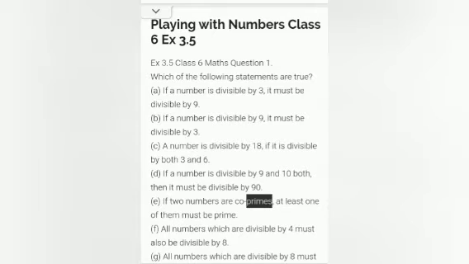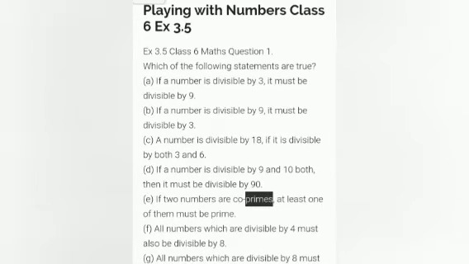But if it is divisible by 9, then it should be divisible by 3. If a number is divisible by 9, it must be divisible by 3. It is true, yes. A number is divisible by 18 if it is divisible by both 3 and 6. This is false. If a number is divisible by 9 and 10 both, then it must be divisible by 90. Yes, it is true. If two numbers are co-primes, at least one of them must be a prime number. False. दोनों नंबर में से एक नंबर प्राइम नंबर होना ही चाहिए, that is false.